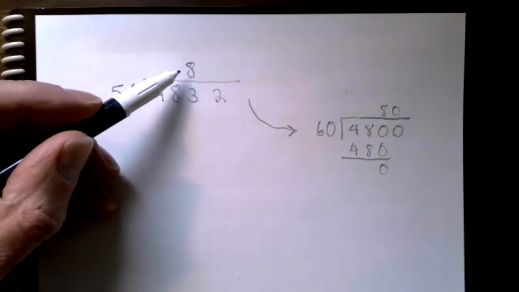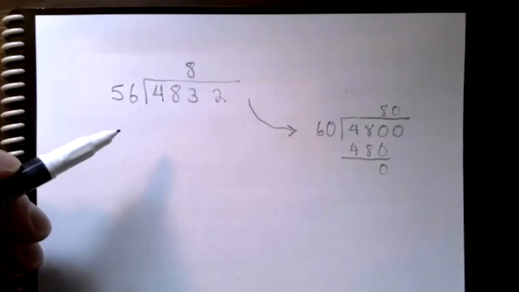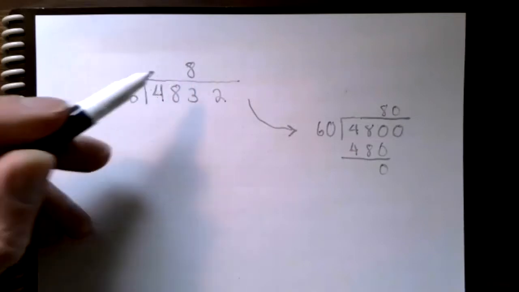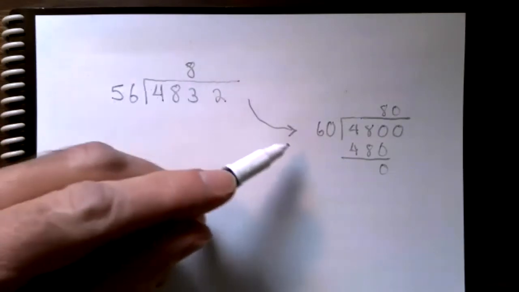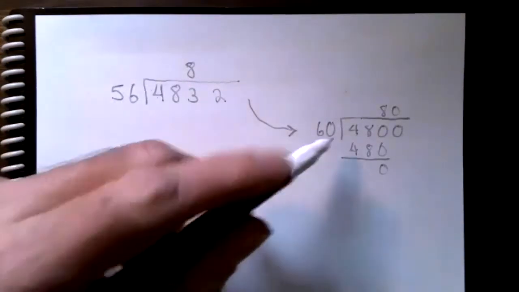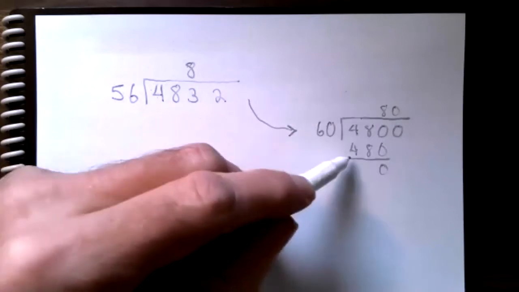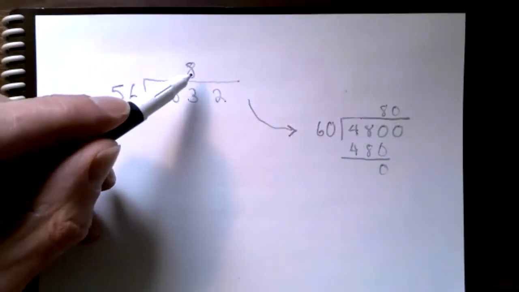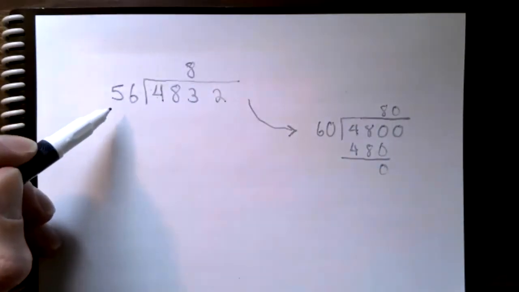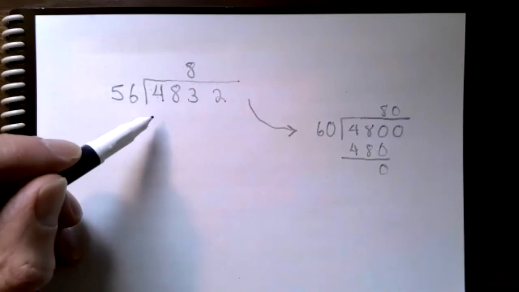What do I do with this 8 in the long division problem? You would take the 8 and multiply it by 56. Right, that's where this 480 is coming from here. It was 8 times 60. 8 times 60 is 480. Here we take 8 times 56, and that's what we would put down here.